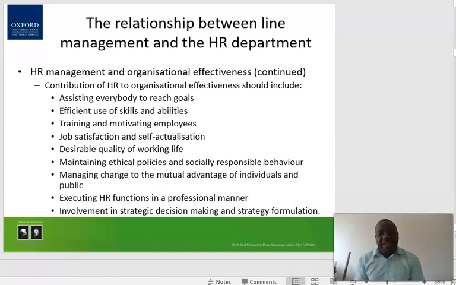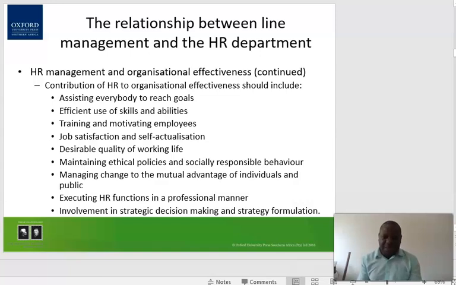The contribution of HR to organizational effectiveness basically revolves around, or should include, assisting everybody to reach their goals. The human resource function should be in a position to assist people in the organization to reach their goals. This is issues of development, issues of career development. Also, efficient use of skills and abilities. Once we know that the people we recruited have these particular skills, how best can we deploy those skills in the organization? This is also in line with assigning staff to responsibilities.